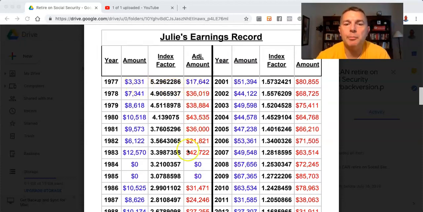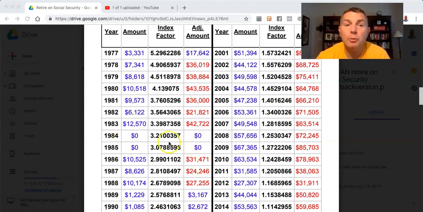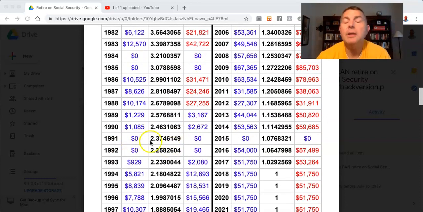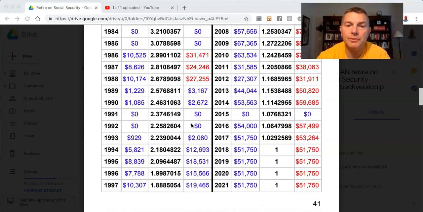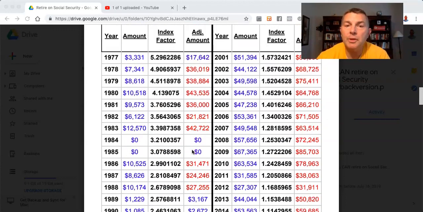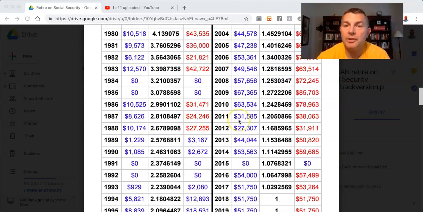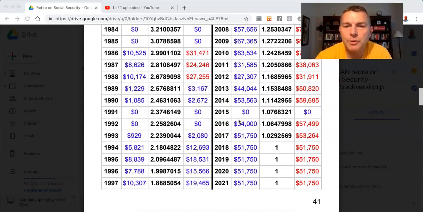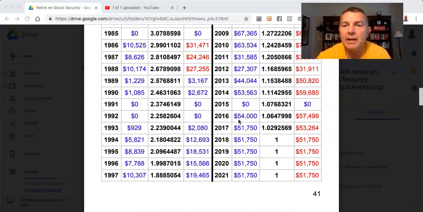So here you can see what is in blue. She has a couple years of zero, 1984, 1985, 1991, and 1992. Even in 2015, she has a couple years of zero. And again, these are the index numbers. So in 1993, she made $929. We times that by her indexing amount. It's only 2,080. So you can see all the years in blue are the years we're not going to use. It's the years in red that we're going to use. I'm not sure why I switched those up, but be that as it may, you'll get it.